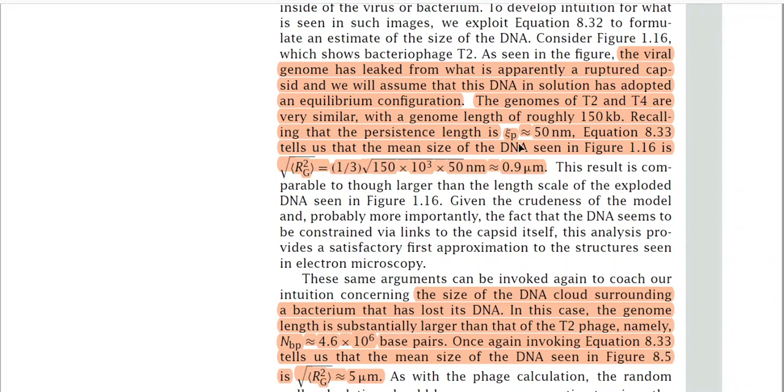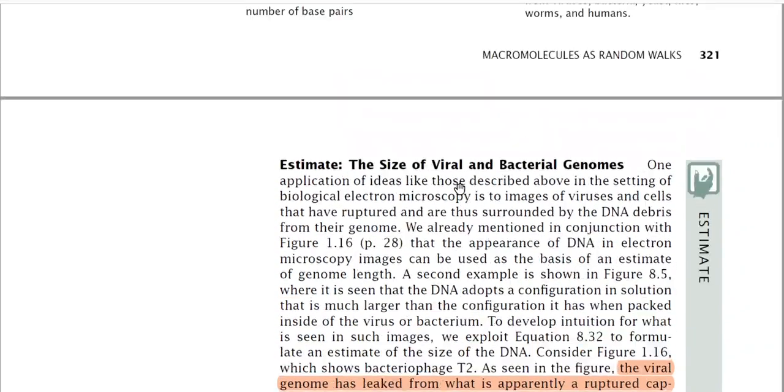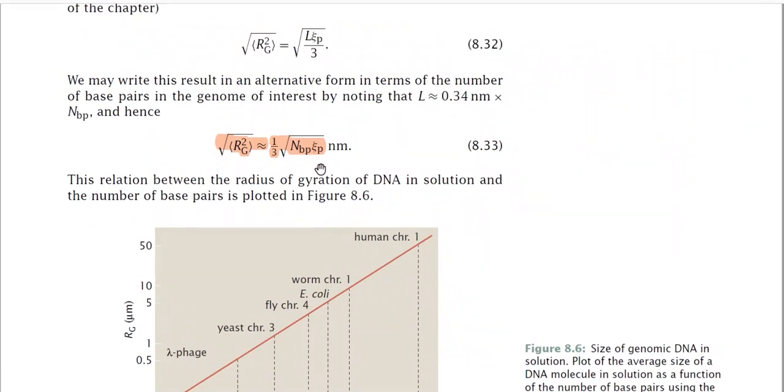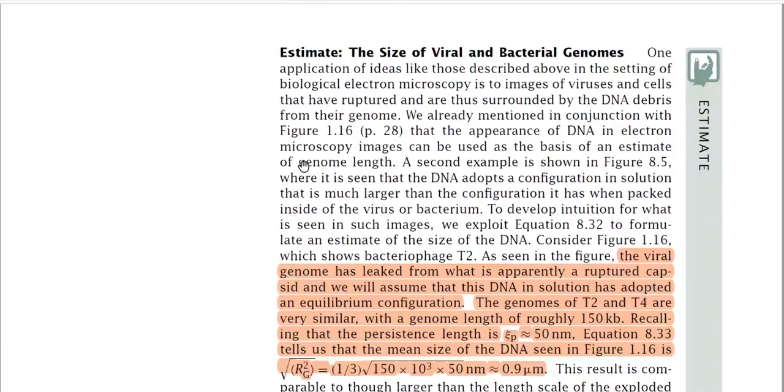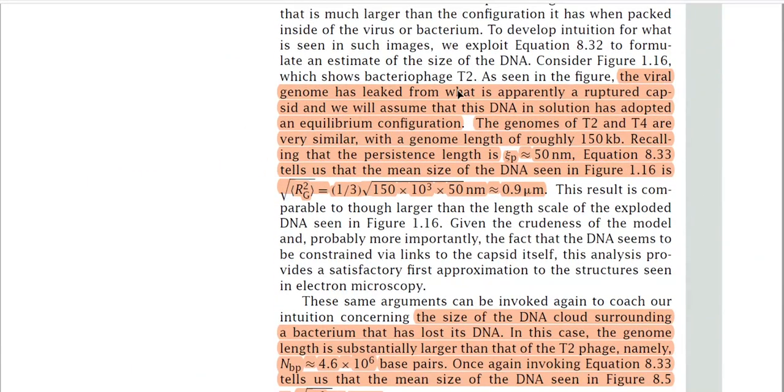So if you know the persistence length and the number of base pairs, then from equation 8.33, where the value of the Rg can be calculated from the number of base pairs, you can use this particular equation, and from this equation you can see that the value of root over of rg square, that is the radius of gyration, is almost 0.9 micrometer.